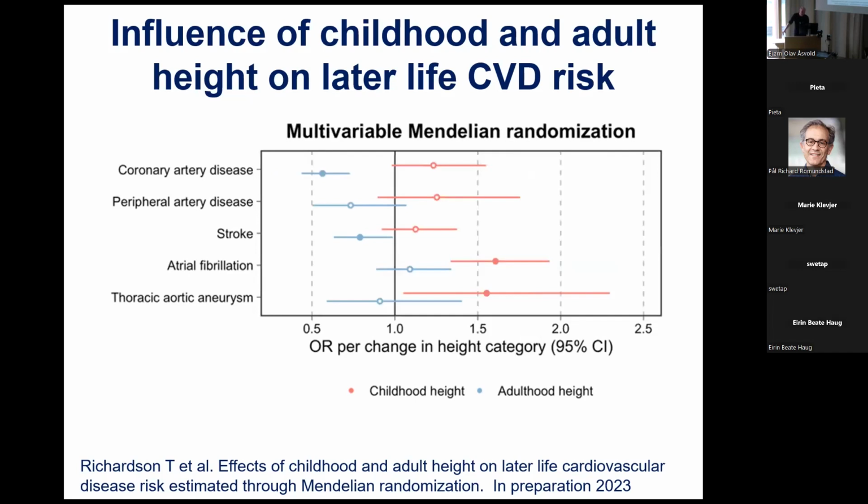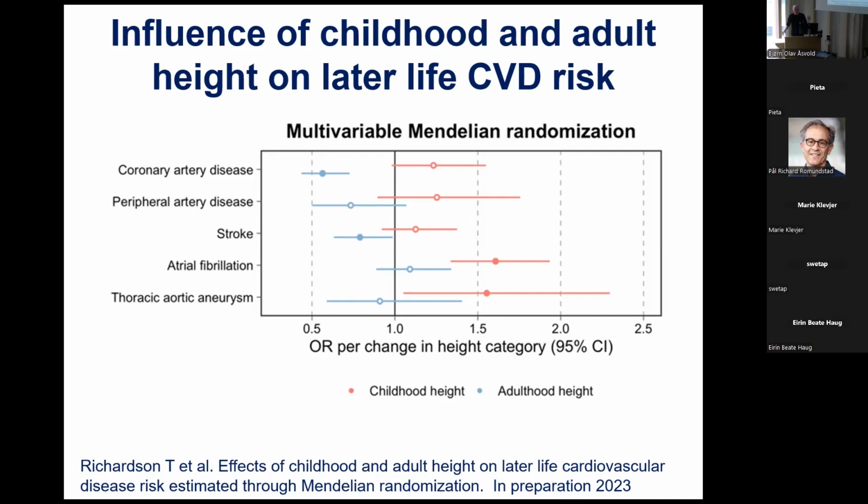But then when you do the multivariable MR, it becomes clear that adulthood height is protective against coronary artery disease and possibly peripheral artery disease. The childhood height becomes adverse, particularly for atrial fibrillation and thoracic aortic aneurysm.